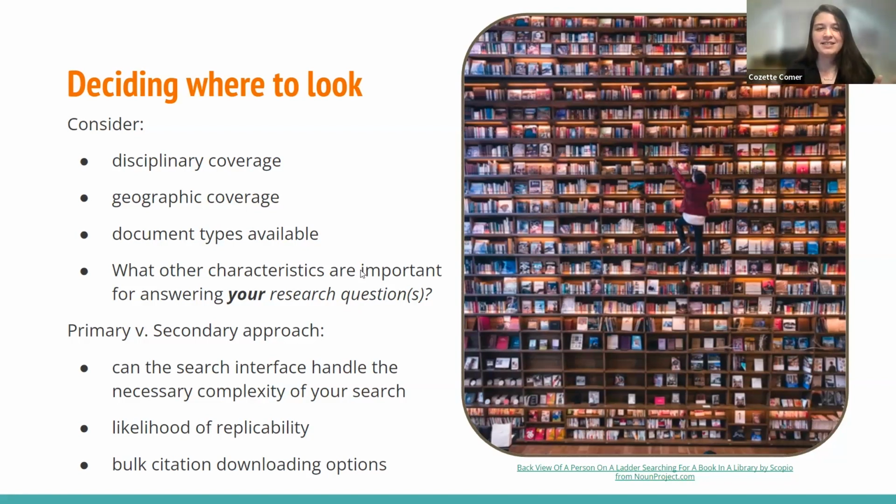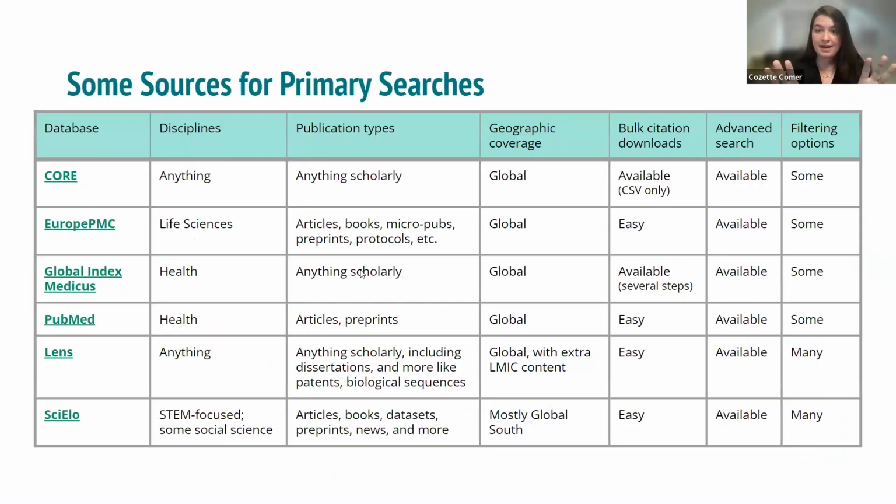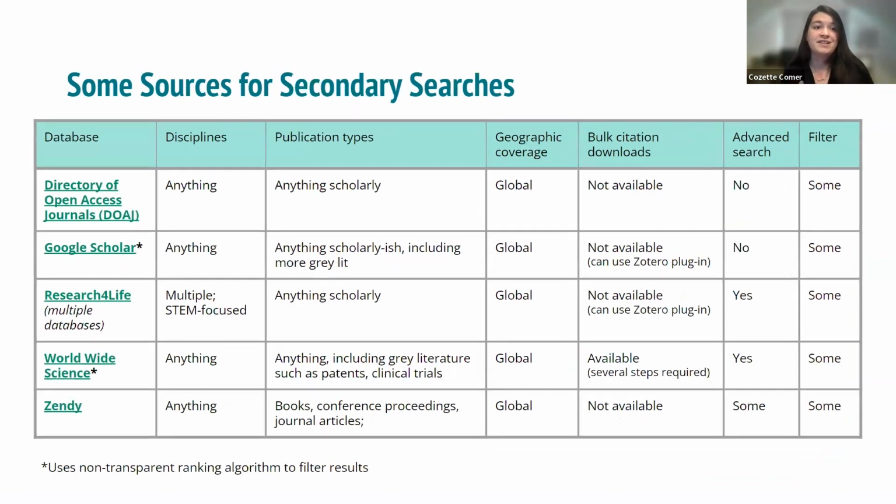So on the next two slides, we do have some comparative lists. We're not going to go over them right now. This is for your reference later on, a place to start. On this slide, we've got some sources that you could start with for your primary searches. And then on this next slide, we've got some sources for your secondary searches. But let's move forward from there for time's sake.